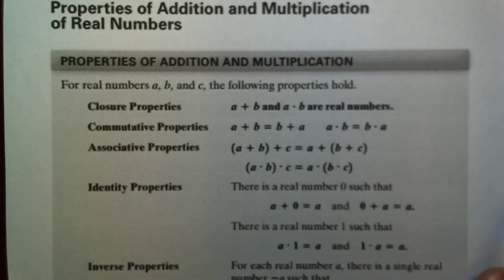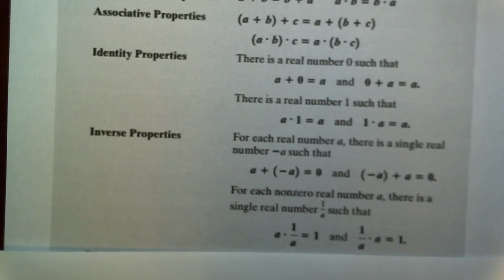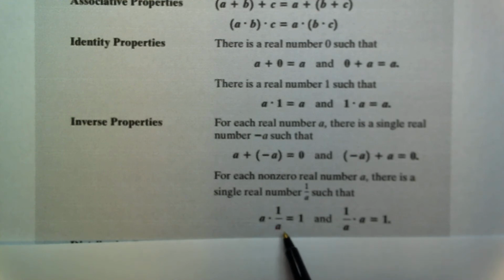Then we already discussed the inverse properties. Here we have the inverse property of addition, called the additive inverse. When we add a and its additive inverse, we get 0, and also when we add the additive inverse to a, we get 0. So that's the inverse property for addition. Then for multiplication, for each non-zero real number a, there's a single real number 1 divided by a, such that the product of a and 1 divided by a equals 1, and 1 divided by a times a equals 1. So 1 divided by a is called the multiplicative inverse or reciprocal. I'm sure you've heard these words before, so it's just a review basically.